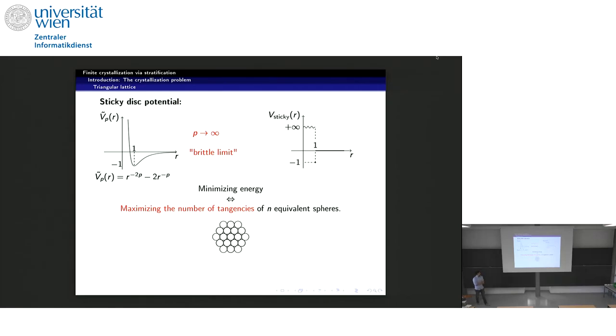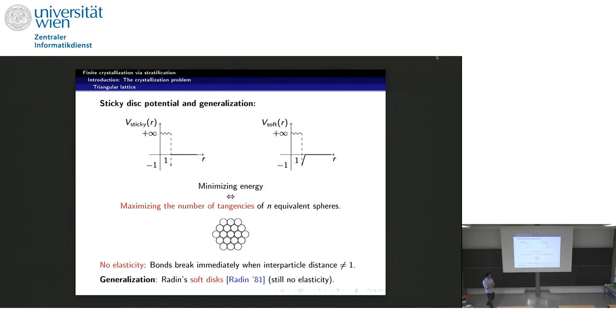It's very important to mention that this is not a problem in elasticity. It's a very brittle setup, because whenever the bond between two neighboring particles is not exactly one, the bond is broken and there is no interaction at all. You can generalize that a little bit to what Radin calls the soft potential. Here I replace the sticky potential by something which has a linear growth out of the minimum. And in this setting, you can still prove the same crystallization result in the triangular lattice. But again, it's not elasticity, because elasticity would require something of Lennard-Jones type, so you have a quadratic growth around the minimum.